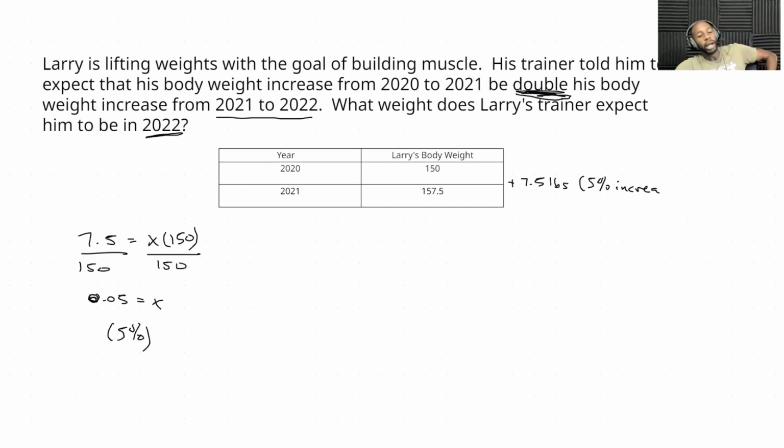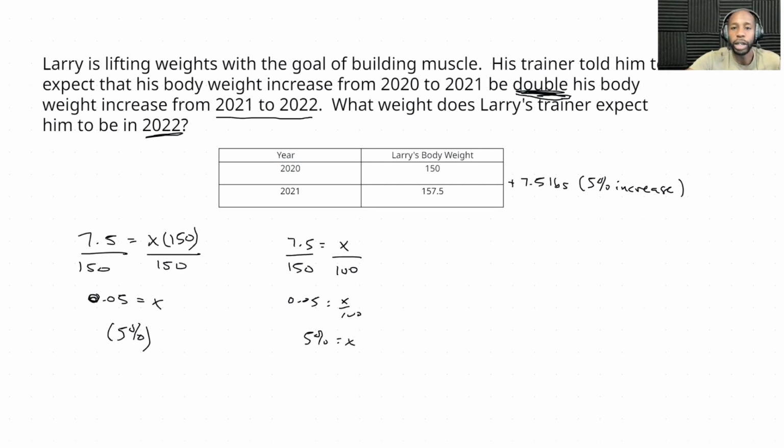Another thing that we could have done, I don't typically do it because I know what I'm doing without this piece, but you could have set it up with the is over of equals percent over 100. 7.5 out of 150 is equal to percent, which you don't know, out of 100. And so then this would be 0.05 equals X over 100. And then this will just give you X as a percentage. So that'd be 5%. Same thing.